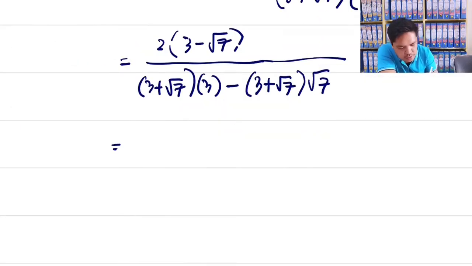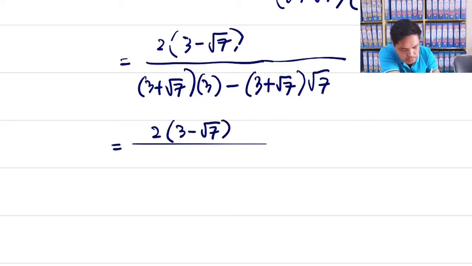Ayan. Then next, distributive pa rin. Actually, FOIL din to, pero pinahaba lang. Distribute ulit. Okay? 2 times 3 minus square root of 7 all over. So, 3 times 3, 9, plus, tanggalin na natin yung parenthesis.